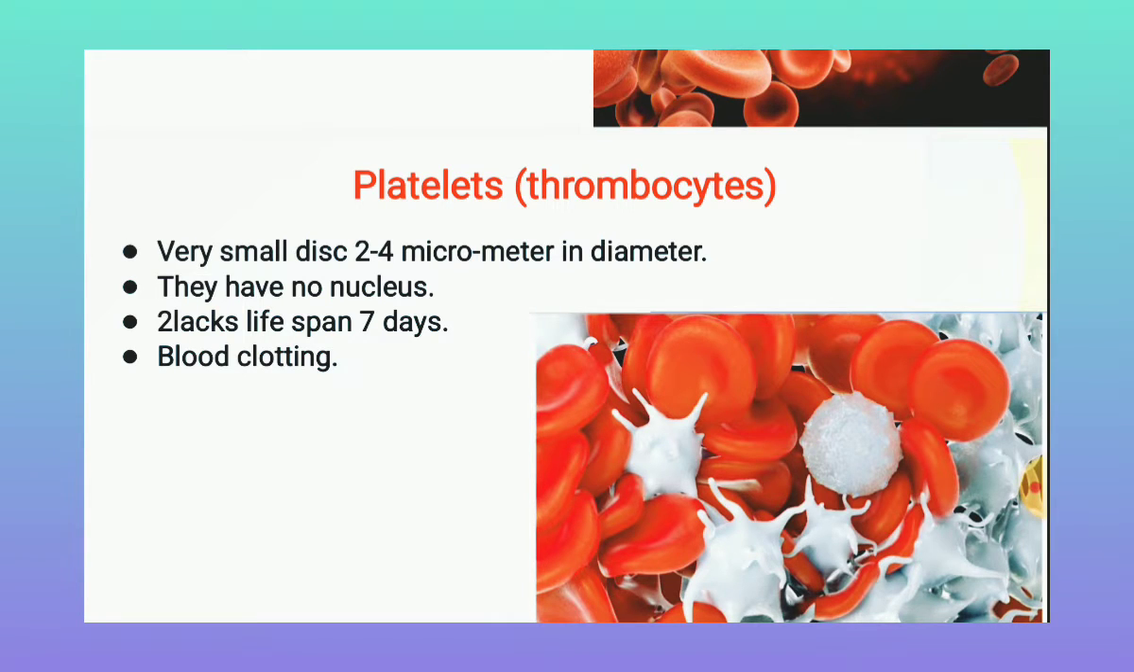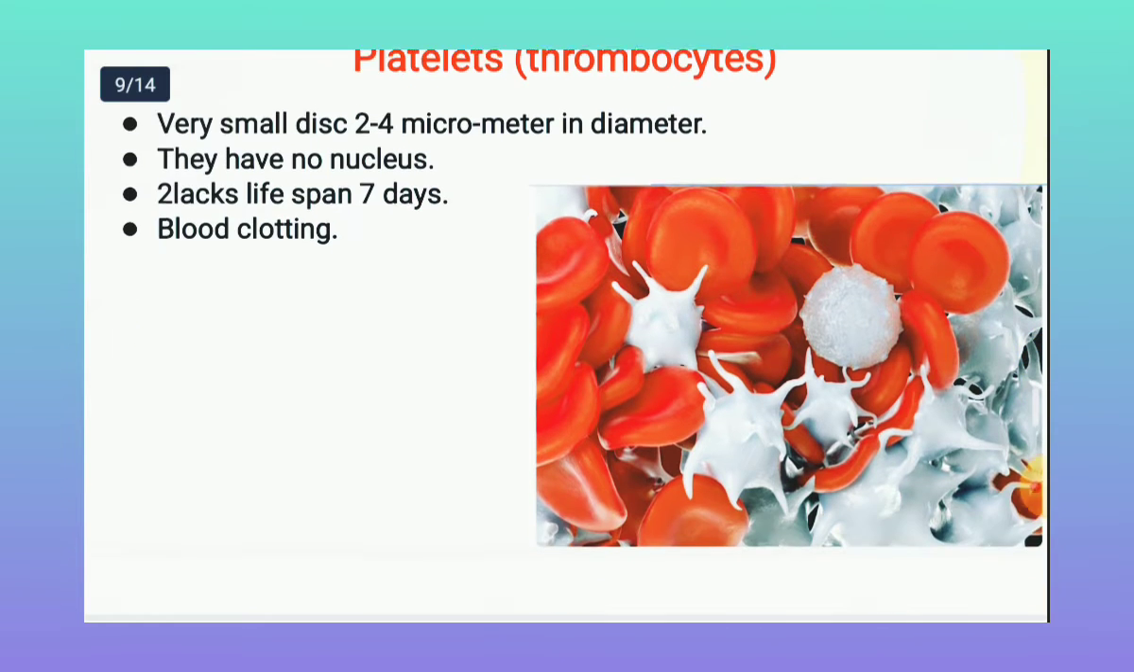Now it's a very small disc, 2 to 4 micrometers in diameter, and they have no nucleus, and there are 2 lakh platelets. The platelets' lifespan is 7 days, and they help with blood clotting.